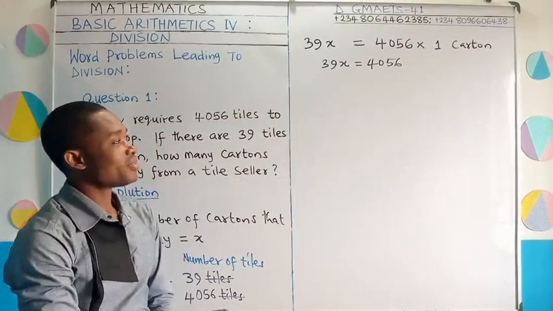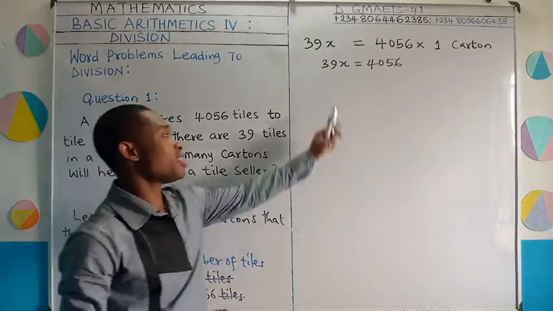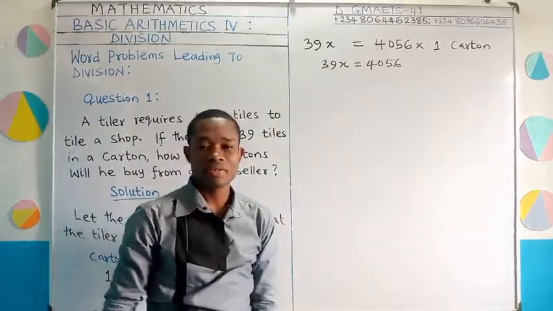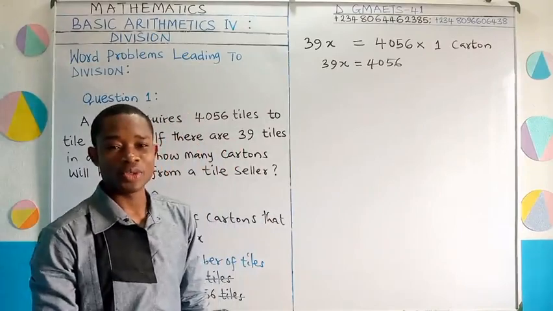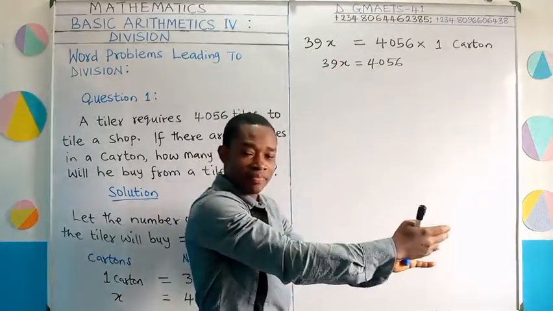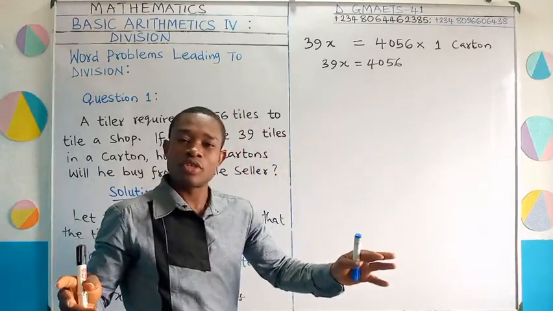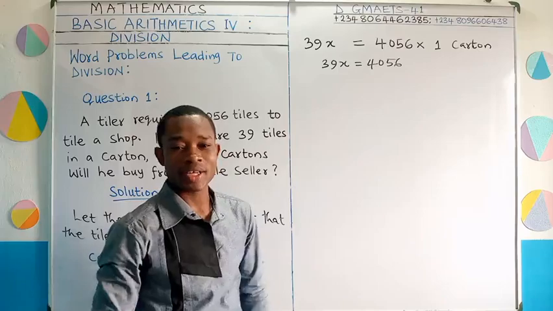Take a look at this. 39x equal to 4056. This is the same as 39 times x. Now to get our x, what do we do? If you multiply any two things to get a particular answer, now that answer divided by any one of the two things you multiplied will give you the other one.